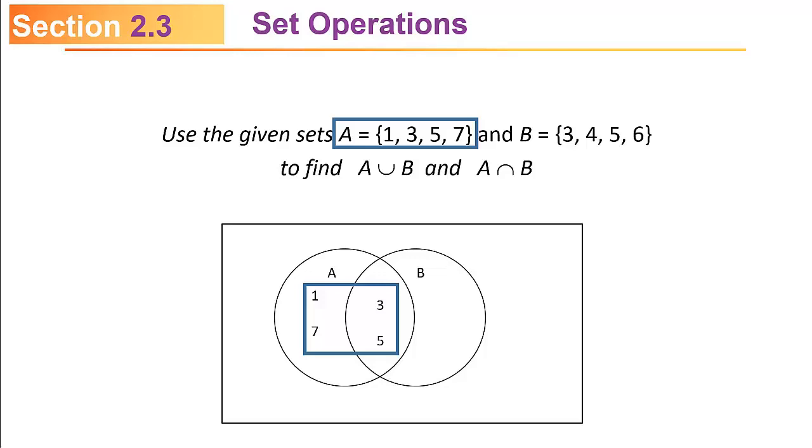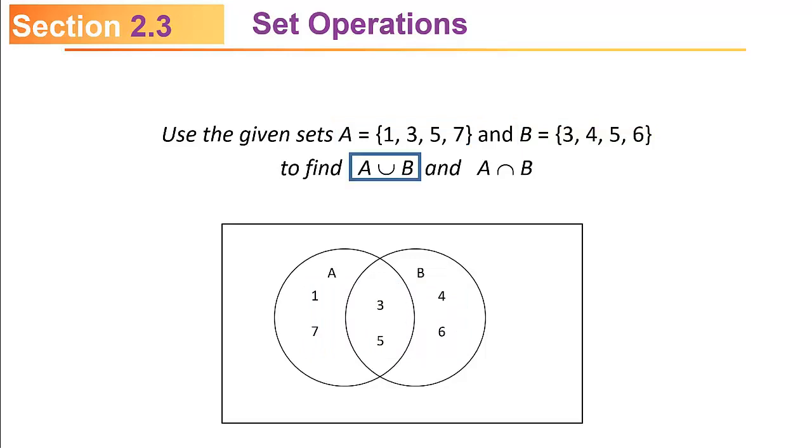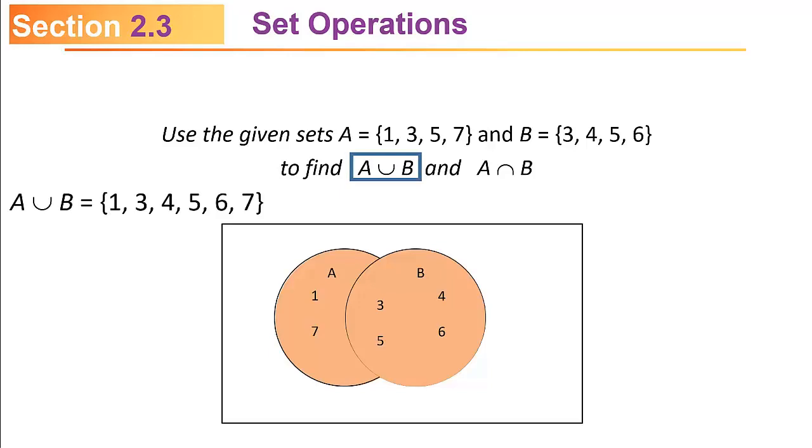A is a set containing the elements 1, 3, 5, and 7. B is the set containing the elements 3, 4, 5, and 6. And notice that 3 and 5 are in both sets, so I put them in the intersection of A and B, in the overlapping area between the circles A and B. So if I want to find A union B, I'm looking at what's in A or B or both. So that just throws in anything that was in either one gets tossed in to the union. So the union of A and B is a set containing 1, 3, 4, 5, 6, and 7.